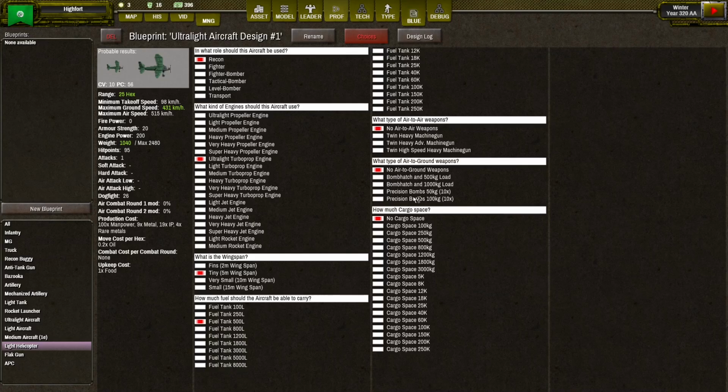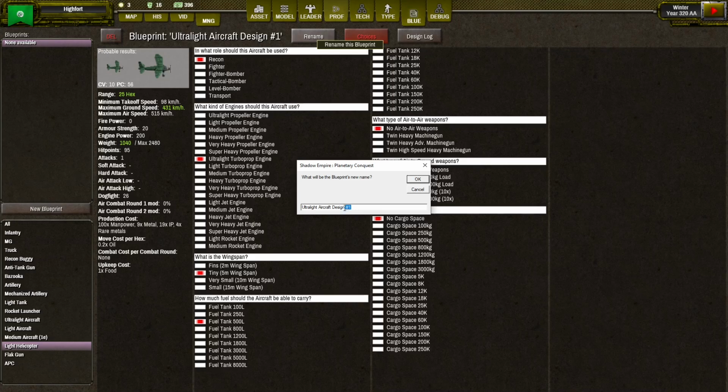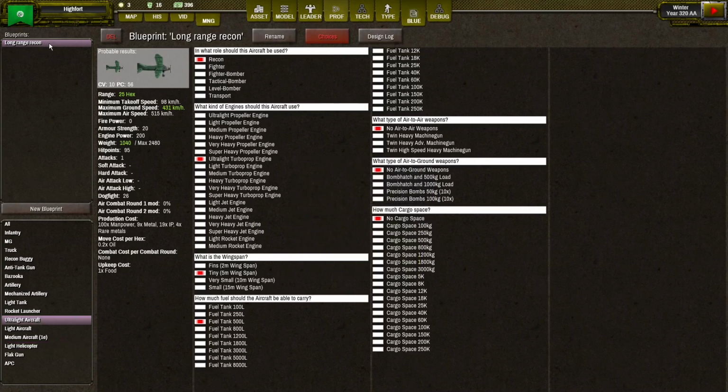We don't need any bombs because this will be more for the tactical bomber or fighter bomber role, or even level bomber, and cargo it's mainly for the transport role. So we have our great Recon plane, and we can also rename it. Here you can add a name like Long Range Recon. And please remember that this name is only the name of the blueprint. It will not show as the name of your units.